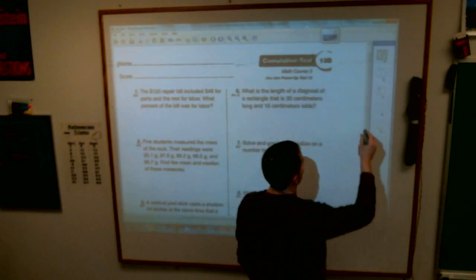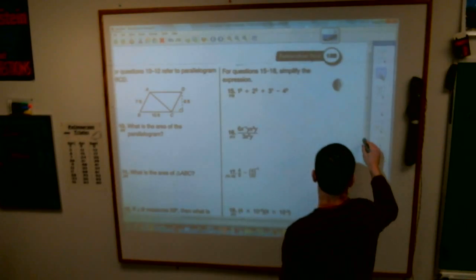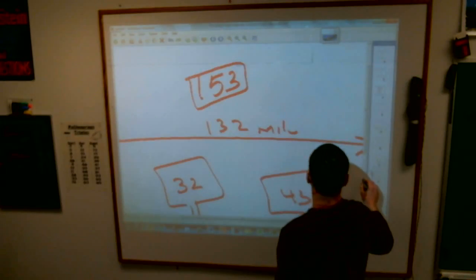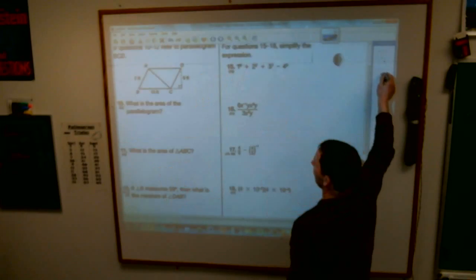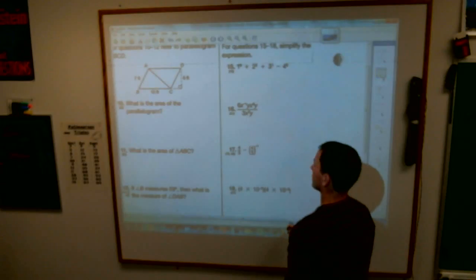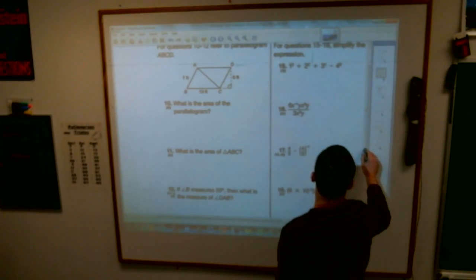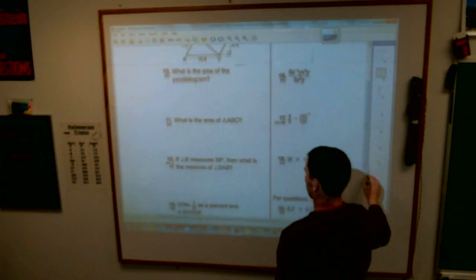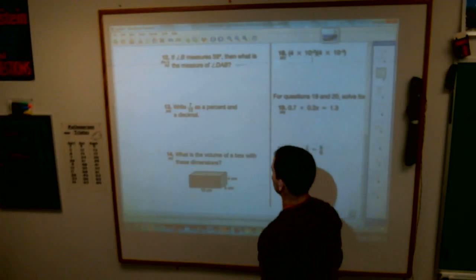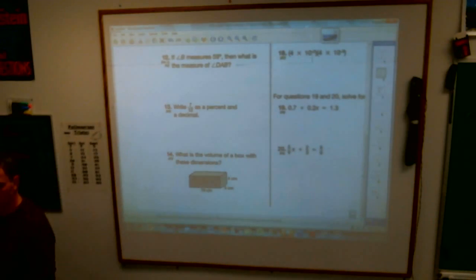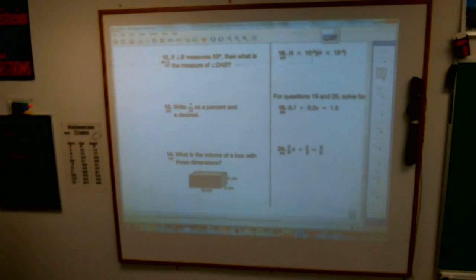Here, this problem on the back, because most of you missed this one. Only a couple of you got this one right. This is the one where you're supposed to change 7/12 to a percent and a decimal. Let me just give you the straight up answer.